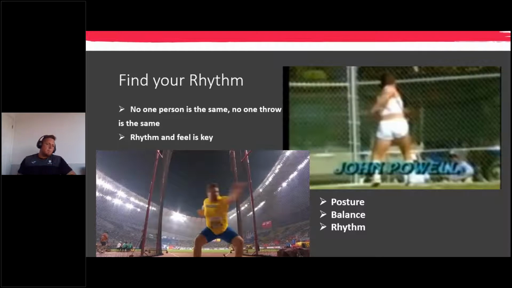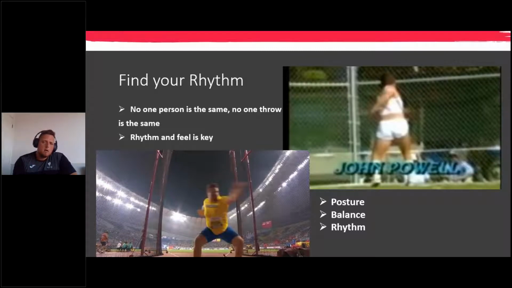So find your rhythm. We have John Powell here, known him, an older discus thrower, but probably one of the main discus throwers I do look at through other influences. And then on the bottom left is your Daniel style, okay? Two of the best throwers the world's ever seen, but they are individual, okay? They found their own rhythm. No one person is the same, no one thrower is the same.